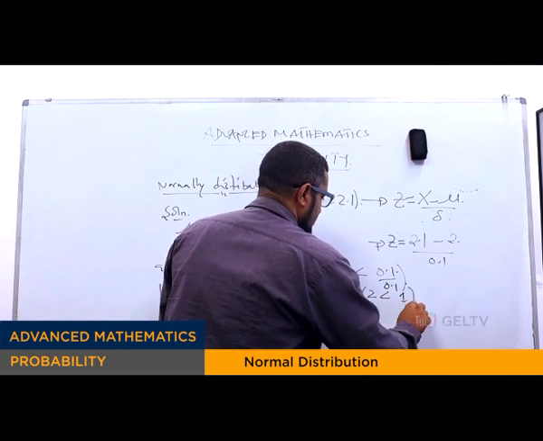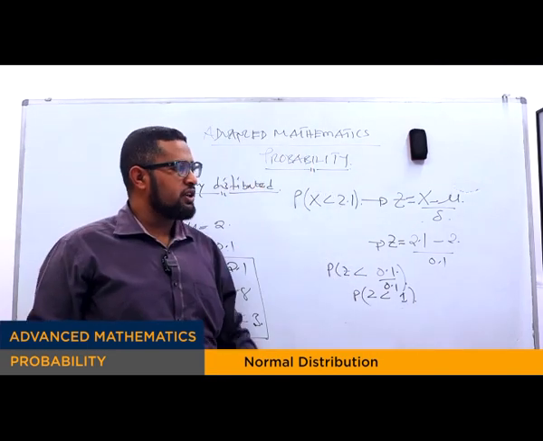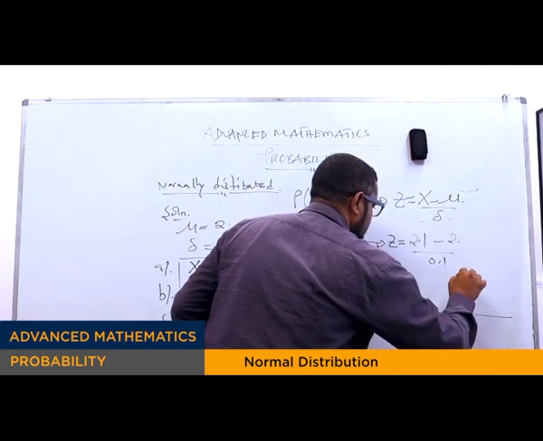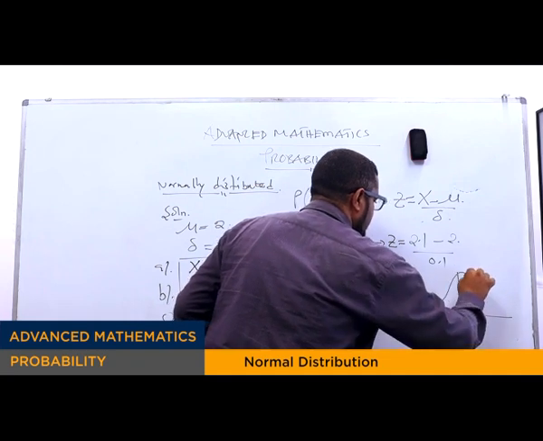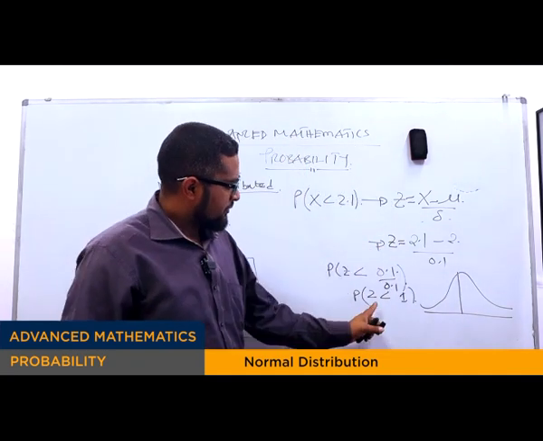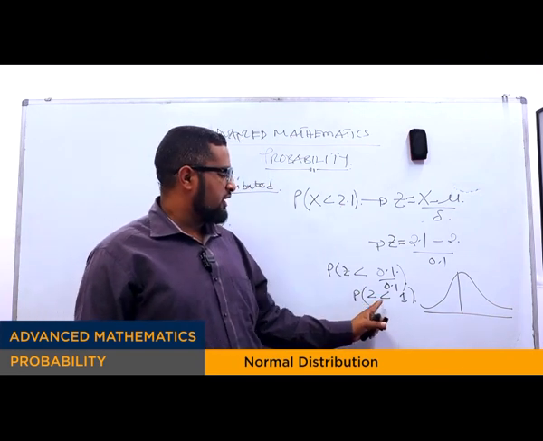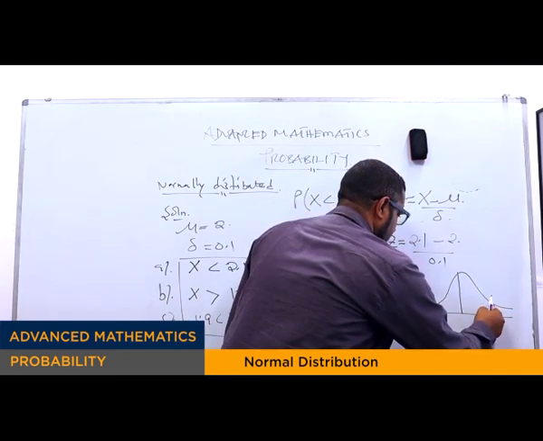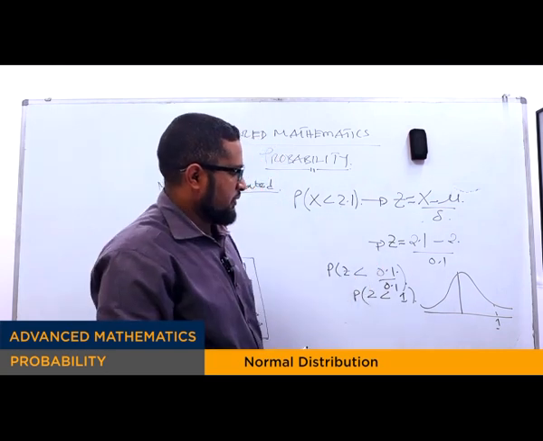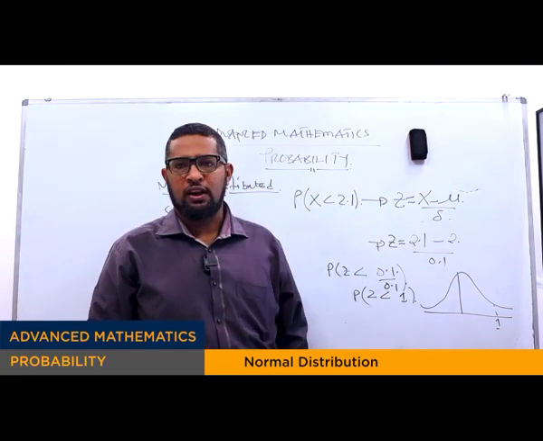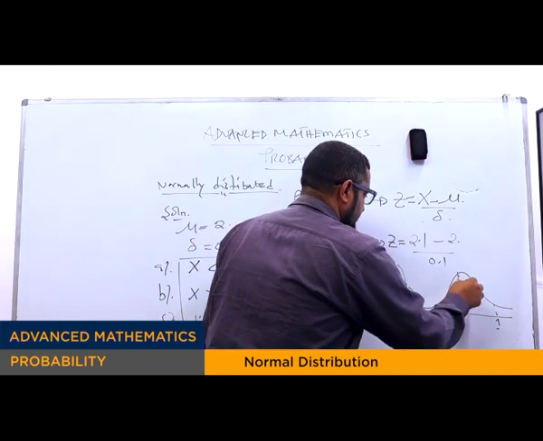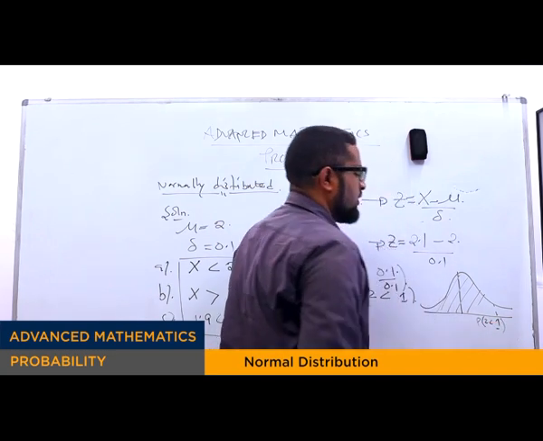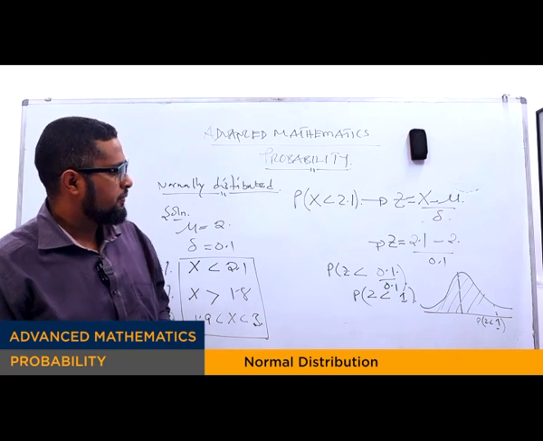Now, how do you show that in the normal curve? Just draw a curve and represent z less than 1. We say here is 1. Now which area shows z less than 1? This is the area showing P of z less than 1. That is case number 1.